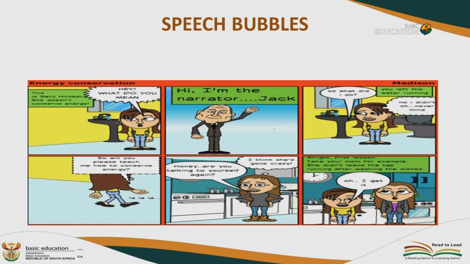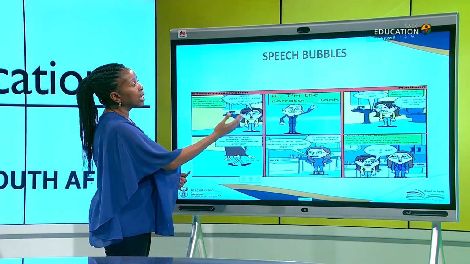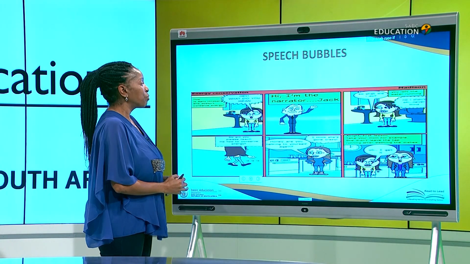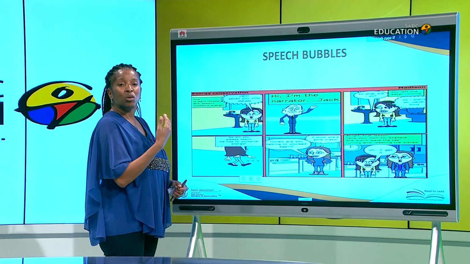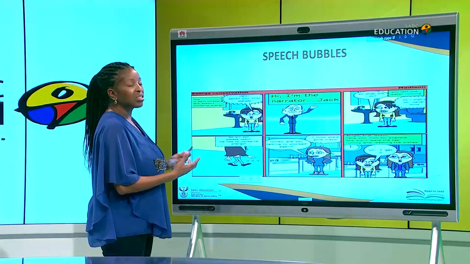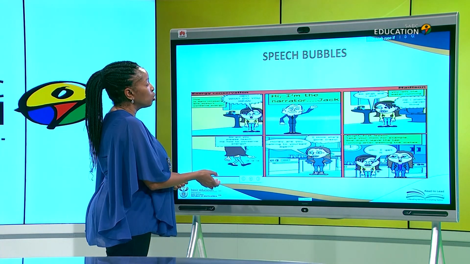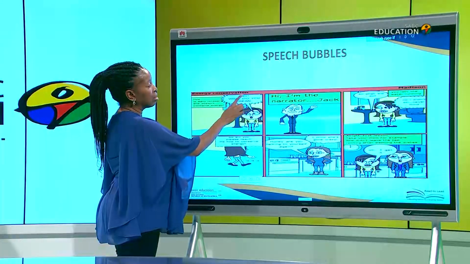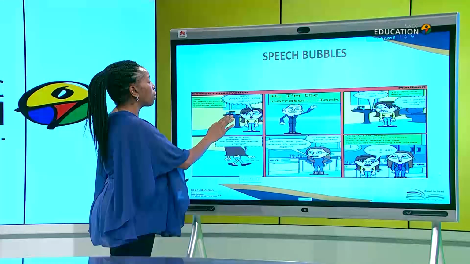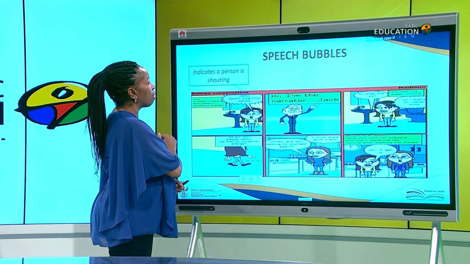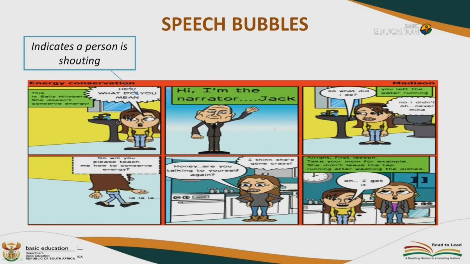Here are examples of what I have been elaborating. We have a cartoon strip here, and I'm just going to show you so that you are able to identify how these characters are communicating. You have, for example, in this particular frame, what we call a shout bubble. Why? Because of the spiky edges on the bubble itself. And this indicates that the person is shouting.